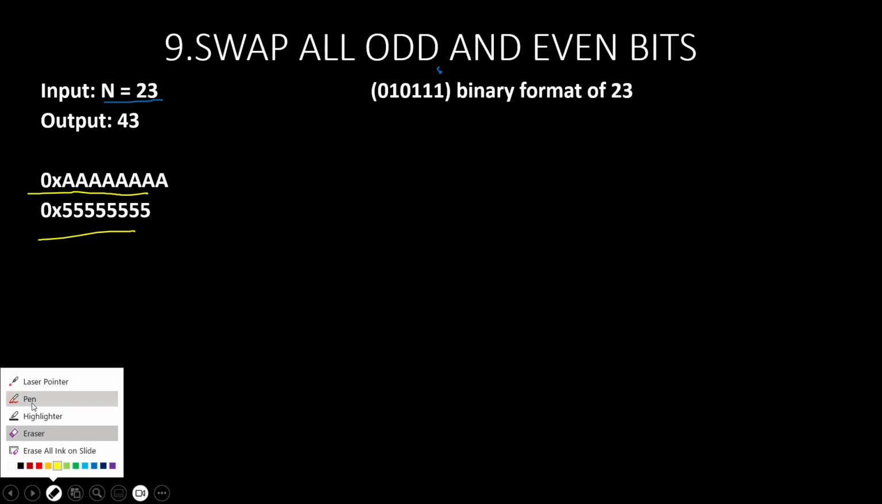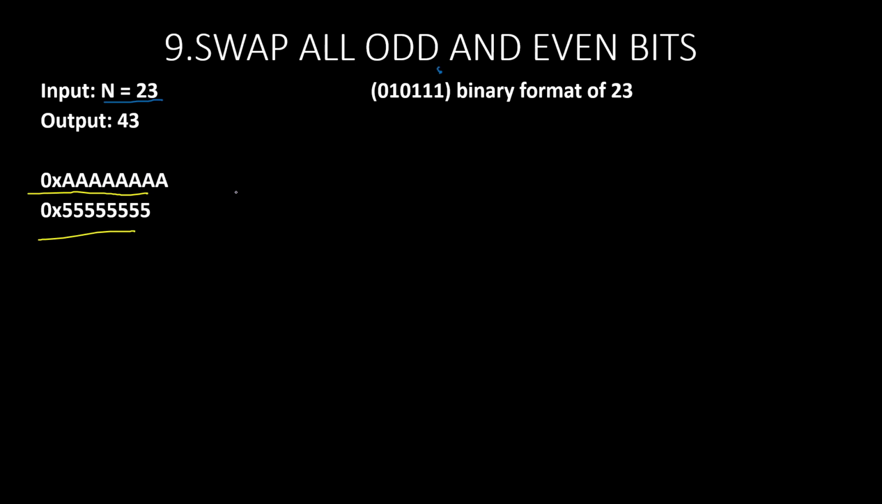Okay, now first let's see what 0xAA means. 0xAA means simply 1010, and this is the 10 format. It will continue like this, 101010 and so on. Similarly, 0x55 means 0101. This will also continue, 0101 and 01. What is the use of this? We'll discuss that. Now we know the binary values of these things.